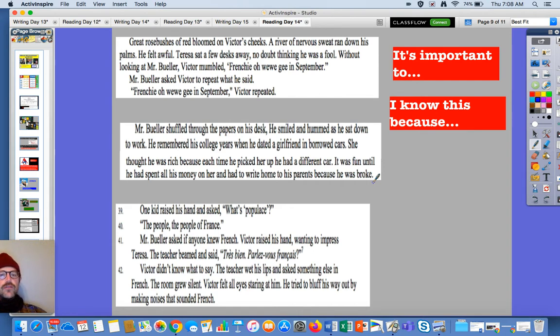Mr. Bueller shuffled his papers on his desk. He smiled, hummed as he sat down to work. He remembered his college years when he dated a girl and borrowed cars. She thought he was rich each time he picked her up in a different car. It was fun until he spent all his money on her and had to write home to his parents because he was broke.